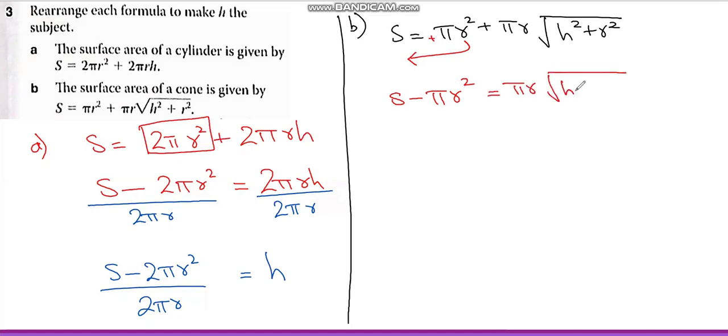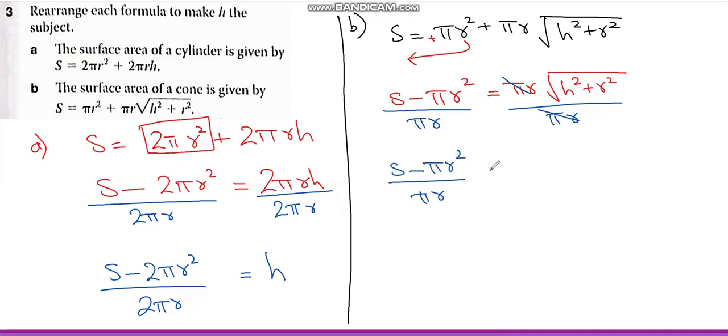In the next step, we can divide both sides by pi r. This will cancel pi r from the right side, and on the left side we will get the whole thing divided by pi r. So if I rewrite, I will get (S minus pi r squared) divided by pi r, and on the right side we have the square root of h squared plus r squared.